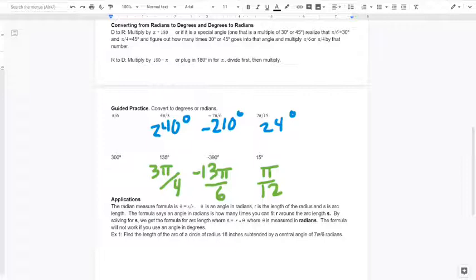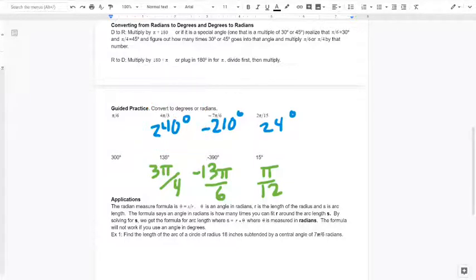For the top row in blue, you can pretty much just substitute in 180 for pi. So like pi radians is equal to 180 degrees. So that's why 4/3 pi is equal to 240, because 4/3 of 180 is 240.